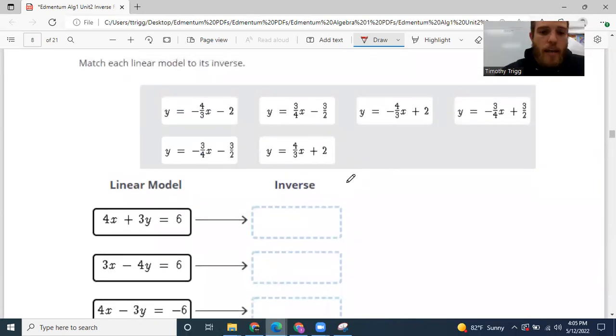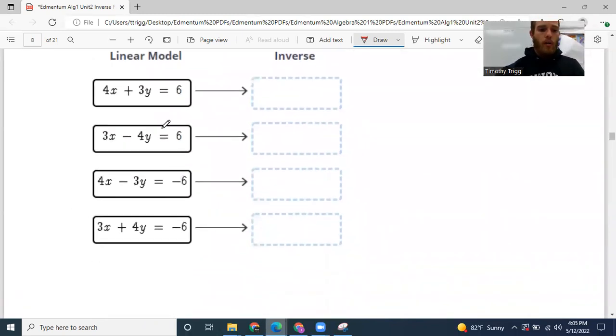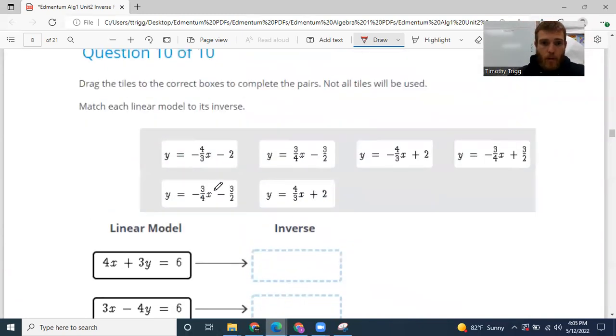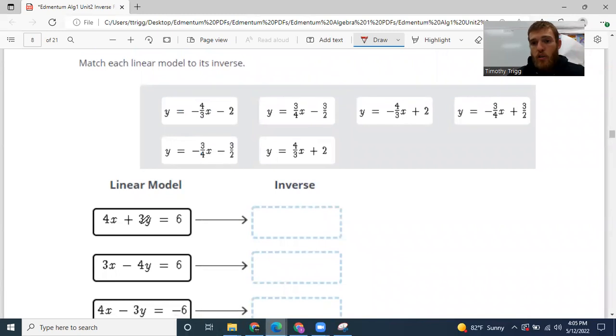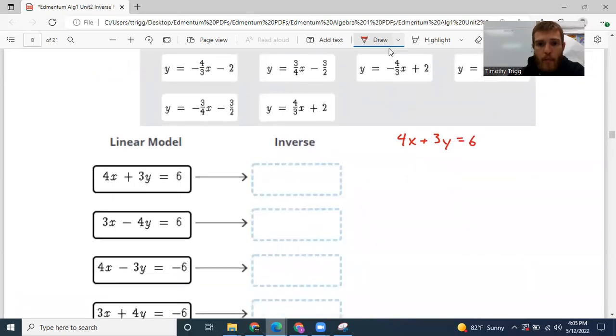For this one, they give us 4 linear models here, and we want to find the inverse of each of them. So for each of these, we're essentially going to swap the x and y, and then we're going to solve for y. So let's start with this first one. So this is going to be 4x plus 3y equals 6. Swap the x and y. That's always our first step. So that's going to be 4y plus 3x equals 6.